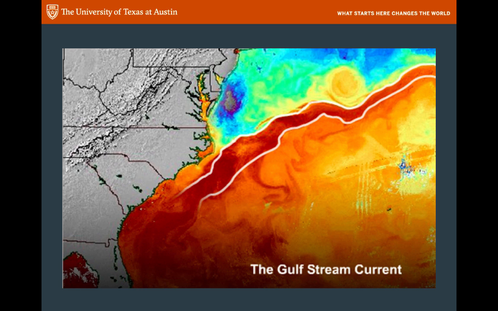Here, by the way, is a picture of the Gulf Stream. This is one of the major ways that heat is moved in the Atlantic Ocean, and it's a huge part of the global thermohaline circulation system. We'll be talking about what its effects are a little bit later.